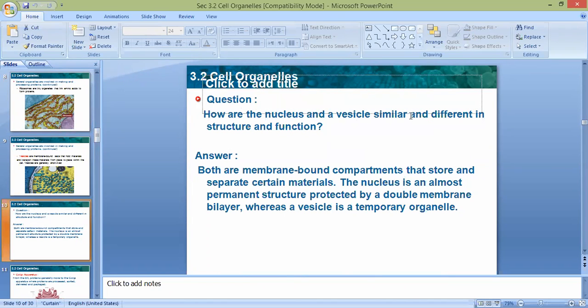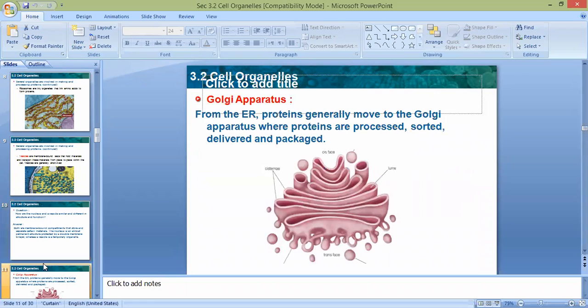How are the nucleus and vesicle similar and different in structure and function? We discussed this before. Both of them store and separate certain materials. The difference between them is that the nucleus is permanent. It isn't destroyed, but the vesicle, when the material goes out from it, will be destroyed by the lysosome. This is the difference.